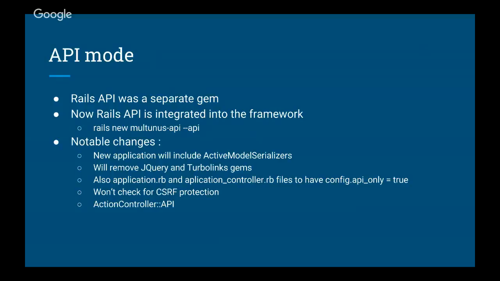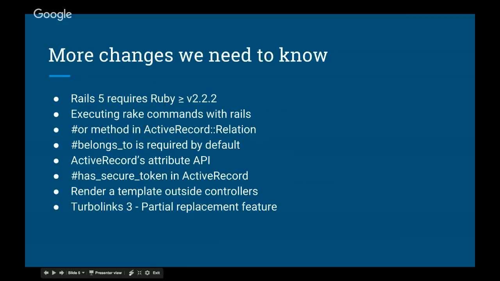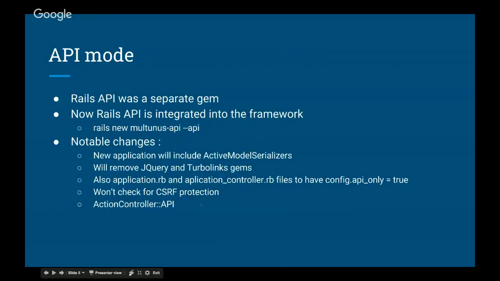Normally, we take ActionController::Base directly by inheriting. So if you're generating a controller, the automatic parent would be ActionController::Base. In API mode, it will be ActionController::API.